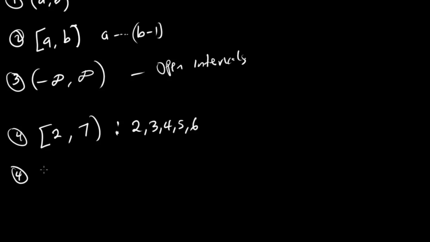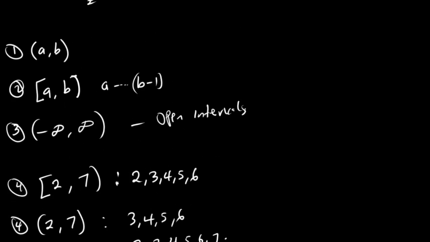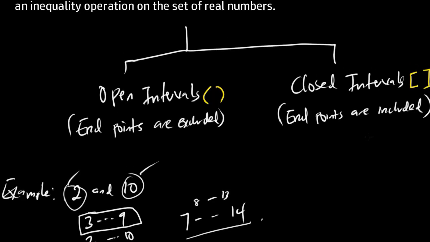Again, if you have something bounded with 2 and 7, so both 2 and 7 in this case are bounded with open interval. So meaning that both 2 and 7 are excluded. So we are going to start from 3, 4, 5 and 6. And lastly, if you have both 2 and 7 bounded with closed interval, so we are going to start from 2, 3, 4, 5, 6 and 7. So this is simply the concept of intervals in relation to mathematics. In the next tutorial, we are going to be looking at modulus and absolute values.